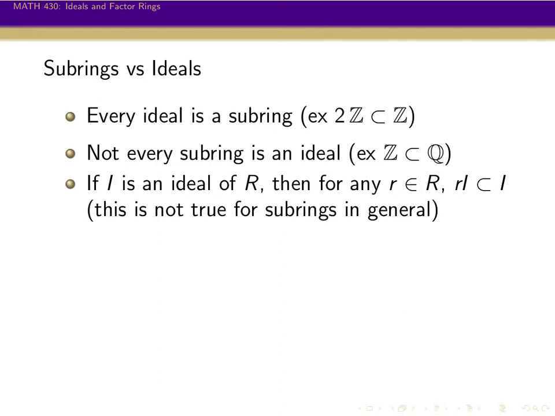And so the big point of an ideal is that if you have an ideal and you take anything else in the ring and multiply it by things in the ideal, you always land back in the ideal. This is the big difference between ideals and subrings. This is the added part of the definition.